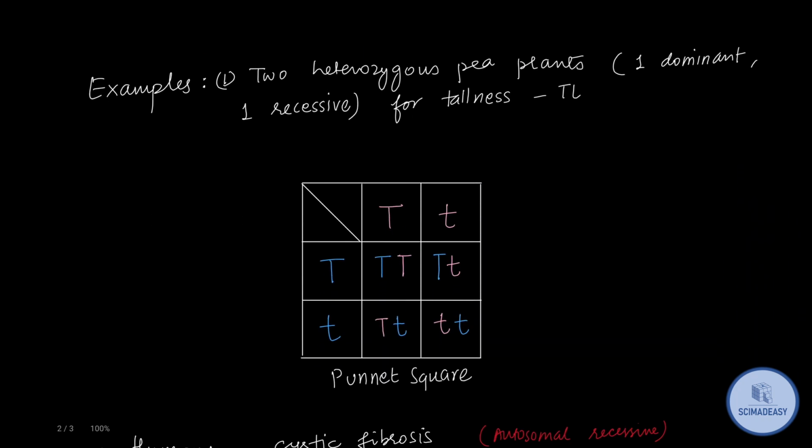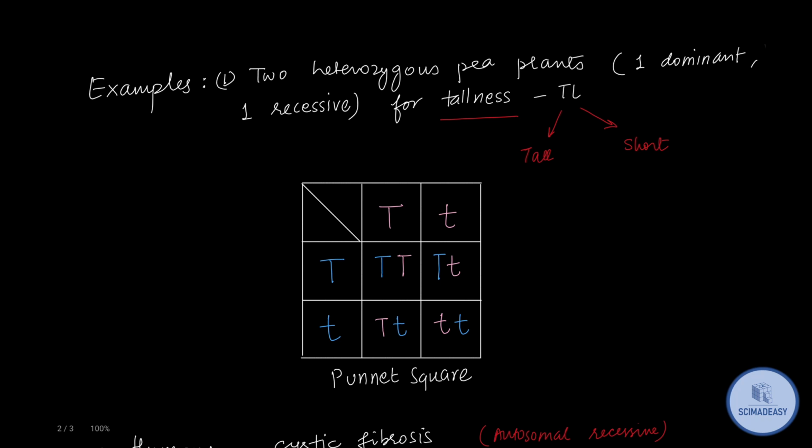Moving on to a couple of examples. The first example here shows two heterozygous pea plants, each having one dominant allele and one recessive allele for the feature of tallness, represented by capital T, which is a tall tree, and a small t, which is a short tree.